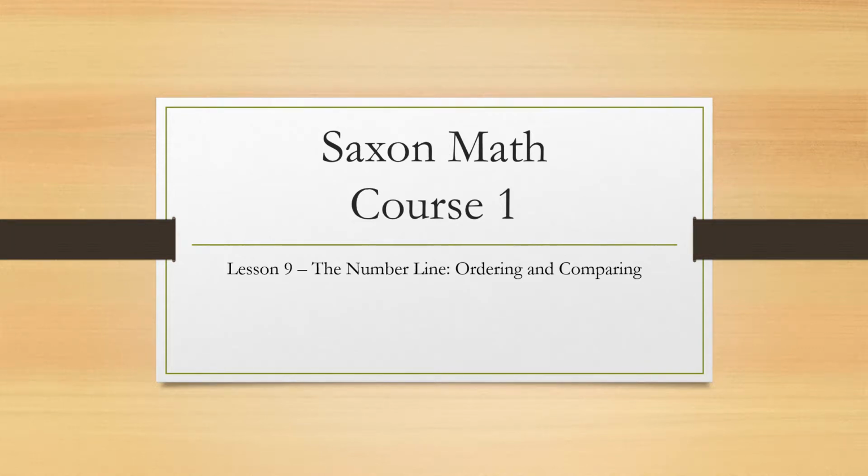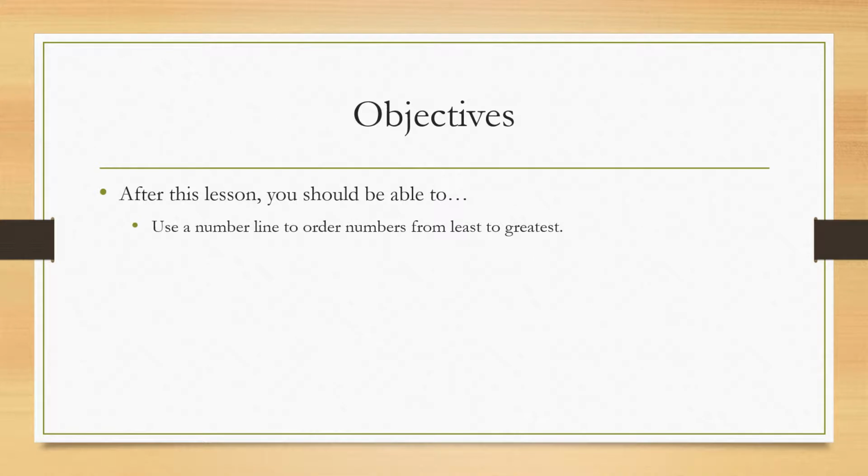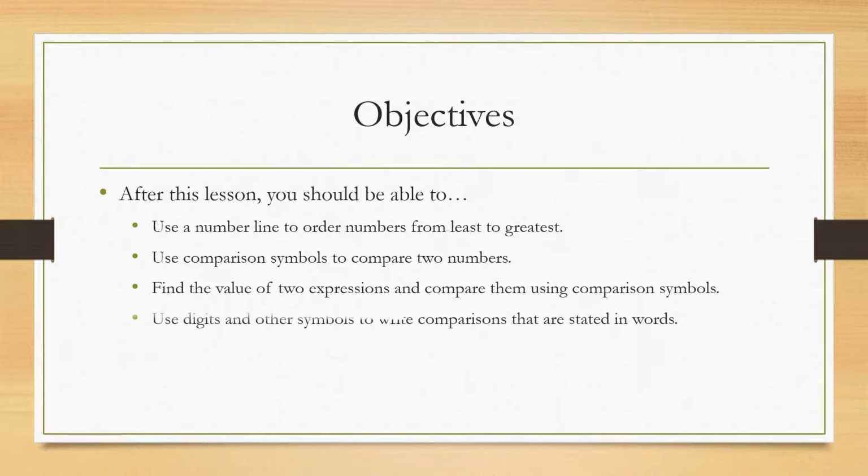Today we're talking about Lesson 9, the number line, ordering and comparing. Our objectives for today: after this lesson you should be able to use a number line to order numbers from least to greatest, use comparison symbols to compare two numbers, find the value of two expressions and compare them using comparison symbols, and use digits and other symbols to write comparisons that are stated in words.